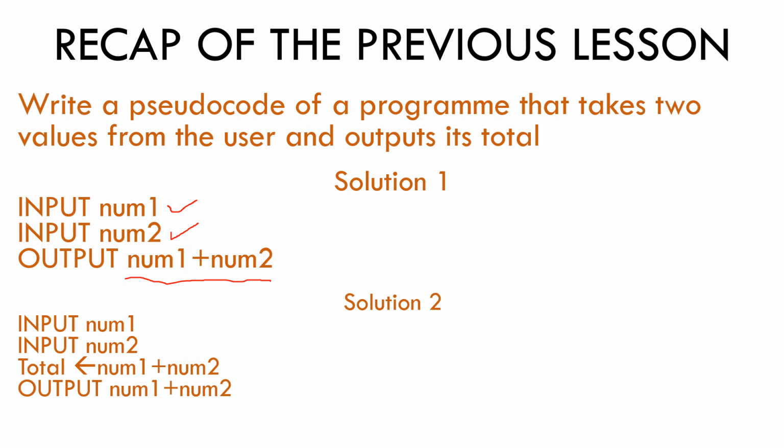There is also another alternative solution, in which you do not output num1 plus num2. What you do is you take num1, you take num2 from the user, you bring in a variable called total, and you store the value of num1 plus num2 in the variable total, and then you output total over here. There is a small glitch over here. It should have been output total. All right.